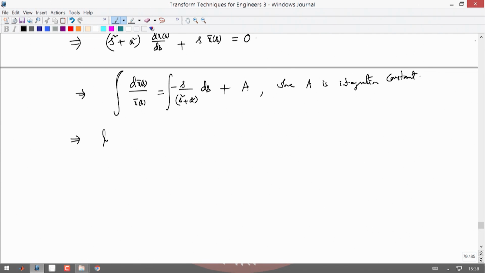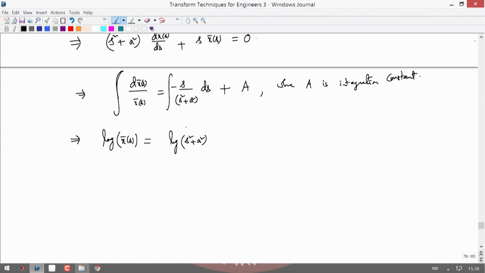So what you end up with is log of x bar of s, which is equal to this. If you directly write this as 1 by square root of s² plus a², if you differentiate this, you get minus half, or rather if you simply differentiate this, the antiderivative of this is this. Derivative d/ds of this, if you calculate, is actually minus half. So how do you do this? This is again log of s² plus a², that is the antiderivative.